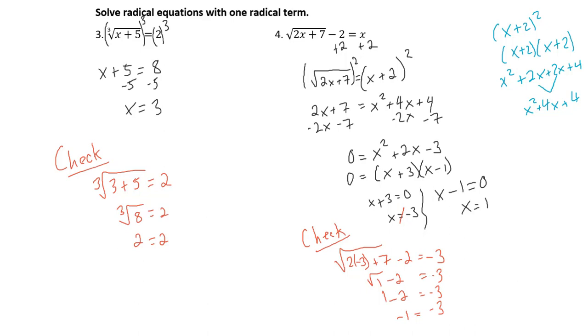Check x equals 1. Plug that in. The square root of 2 times 1 plus 7, minus 2, needs to equal 1. 2 times 1 is 2, plus 7 gives you 9. So we have square root of 9 minus 2 equals 1. 3 minus 2 does in fact equal 1. So this is our only solution. The other one is what we call an extraneous solution. All right, let's look at another example.